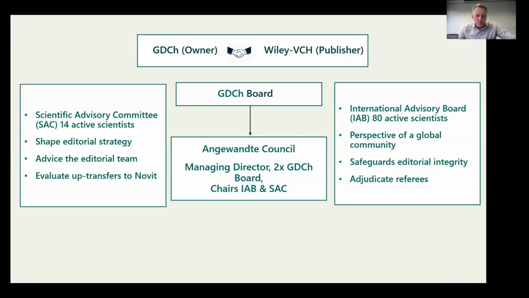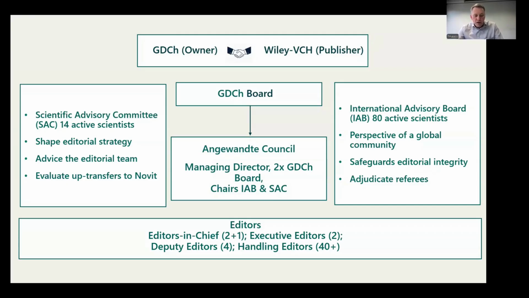The International Advisory Board provides perspectives from the global chemistry community and helps safeguard editorial integrity. For example, whenever we need an adjudicating referee because the original reviewers have conflicting opinions and the editor is uncertain, we often, not always, ask a member of the board for help. All the day-to-day operations with the manuscripts are managed by the editorial team, while the decisions on manuscripts are made by the editors. This cooperative structure ensures that editorial decisions are not made in isolation.